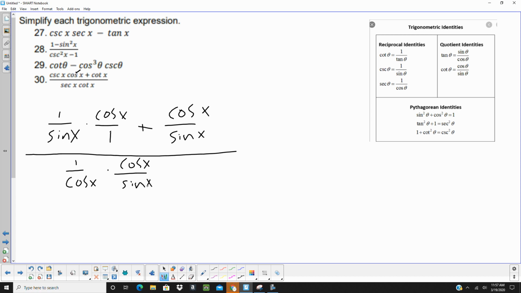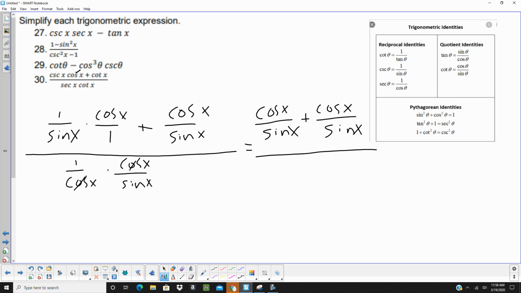We're going to go ahead, and it looks like we're going to have the same common denominator in the numerator, which is sine x. So I'm going to have cosine x over sine x plus cosine x over sine x. That's all over 1 over sine x.